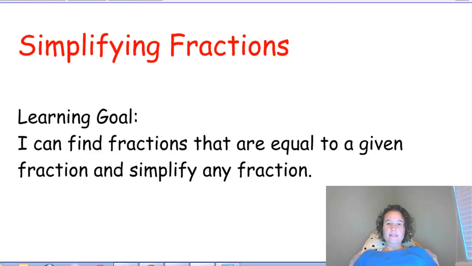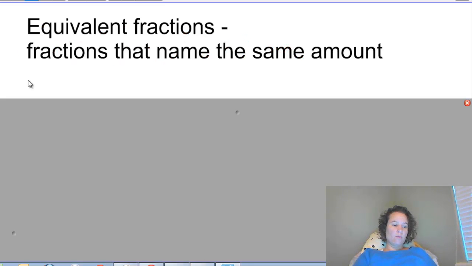Guys, today we're going to talk about simplifying fractions, and this goes with the learning goal: I can find fractions that are equal to a given fraction and simplify any fraction. So first of all, we're going to talk about what equivalent fractions are.